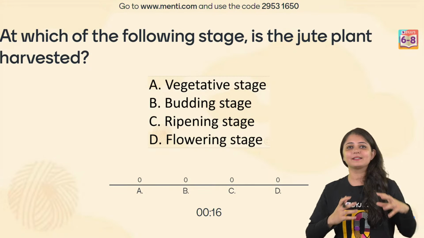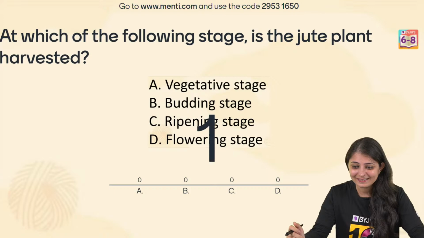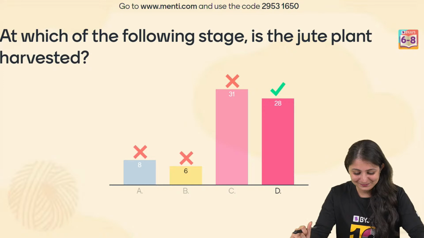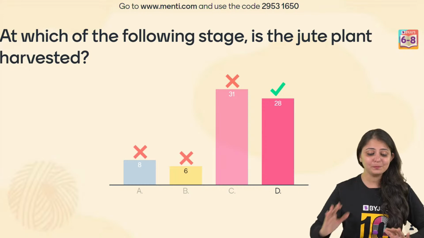Vegetative stage is like, you know, after germination, before flowering. Quickly attempt this one. Budding, you all know, right? Plant propagation. Oh, you've answered it. Ripening, the full maturity ki stage hai. Confused between ripening and flowering. So abhi ke abhi, just learn this thing. That jute plant kab harvest ho raha hai? At the flowering stage. Yes?